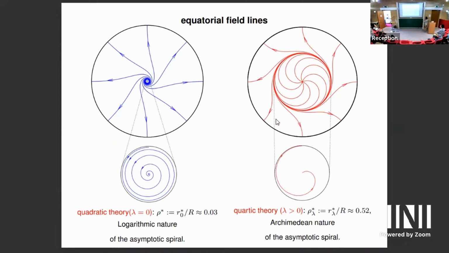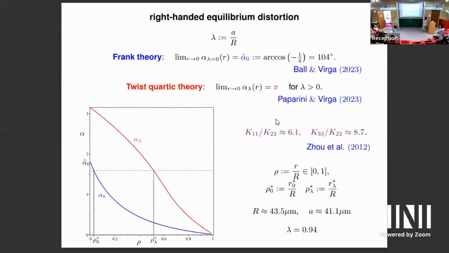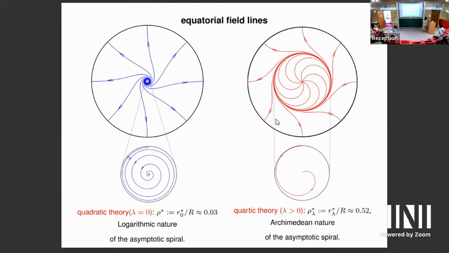And as I said before, the defect core is predicted by the quadratic theory to be much larger than those predicted within the classical theory. And according to the asymptotic value of the angles at the center of the sphere, we have that within the quadratic theory, the director describes Archimedean spirals instead of the logarithmic ones.